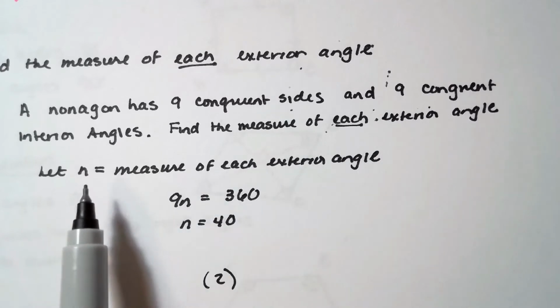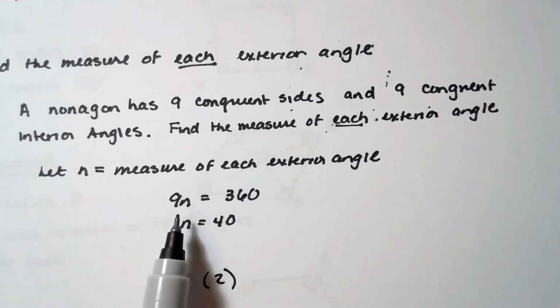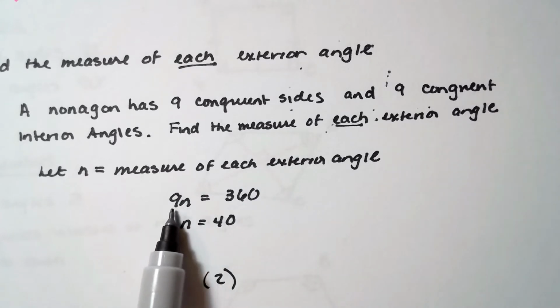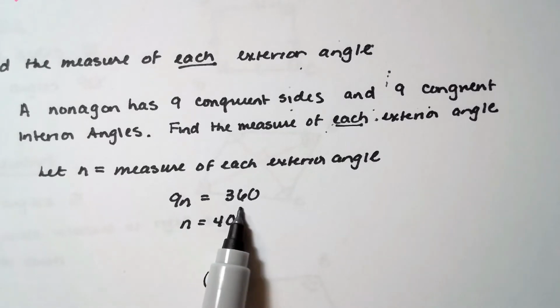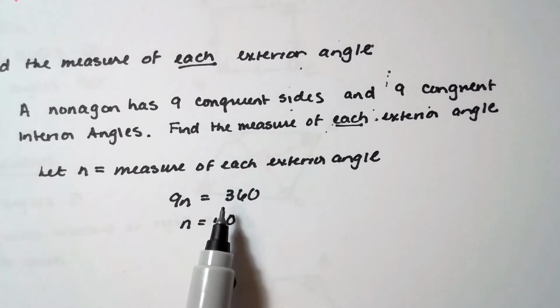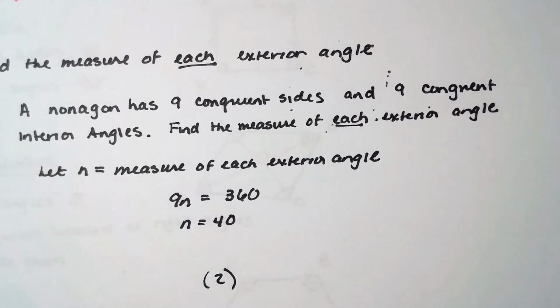So all you have to do is let n be the measure of each exterior angle, right? We know that the number of sides times one exterior angle, we know that all of the exterior angles have to add up to 360. I don't know what the measure of each exterior angle is, but I know there were 9 of them. So it's 9 times the measure of each exterior angle is equal to 360. So 360 divided by 9 is 40.